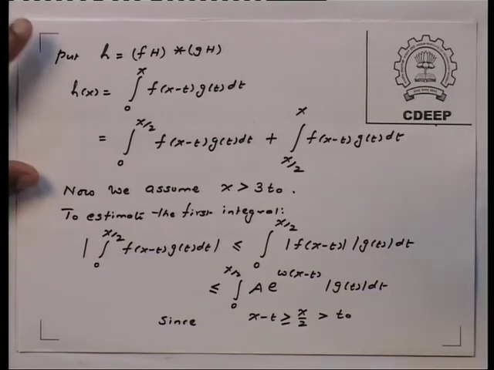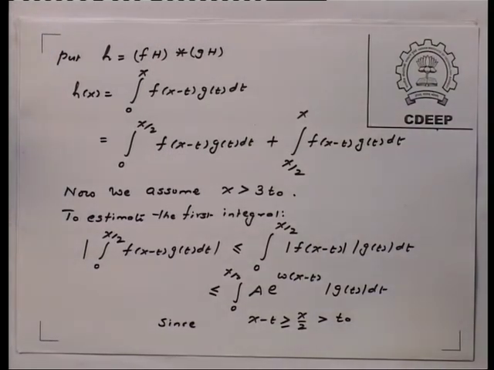You see, first of all I am going to assume that x is large enough because I am going to get the exponential estimate for large values of x. For large values of x I am looking for the exponential domination. So assume at the outset that x is bigger than 3 t naught, right.